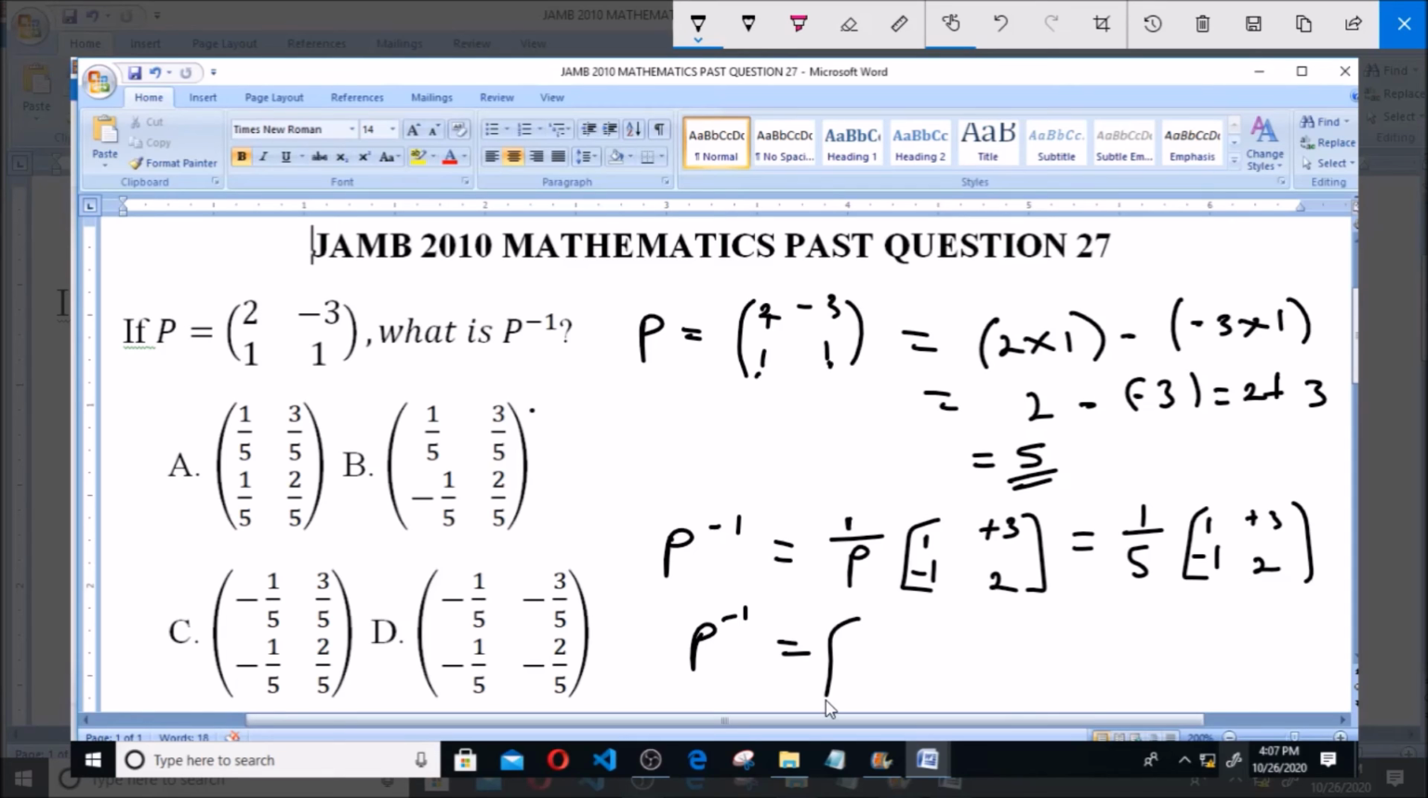That will give us 1 times 1 over 5, which is 1 over 5, minus 1 times 1 over 5, which is minus 1 over 5, plus 3 times 1 over 5, which is 3 over 5, and plus 2 times 1 over 5, which is 2 over 5. So I can write this as 1 over 5, minus 1 over 5, 3 over 5, and 2 over 5. If you look at this, that is option B. So option B is the correct answer to this question.